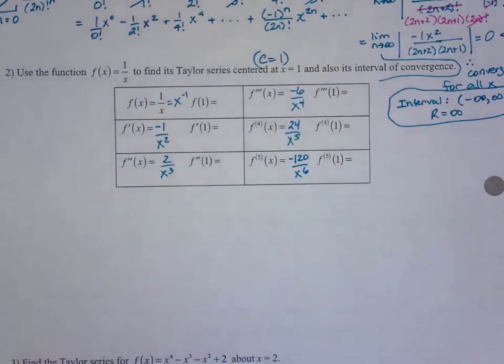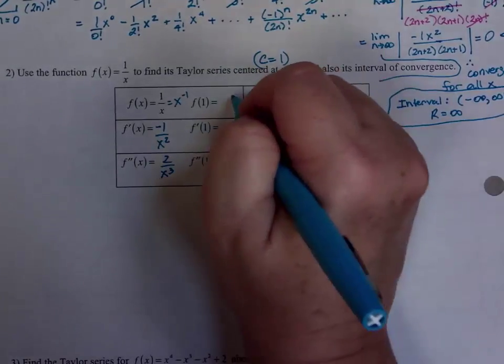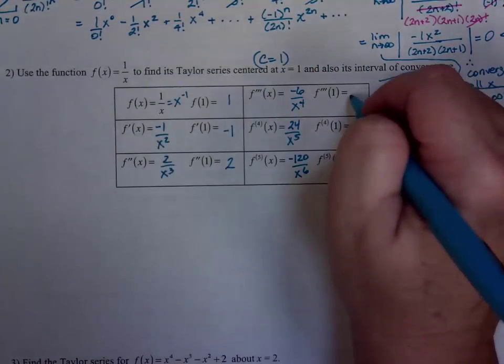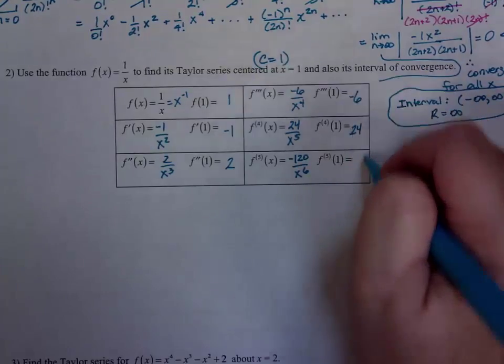Okay. So when I plug in 1, what are the answers always going to be? Well, the x's are going to be 1, but what's the answer for each one going to be? It's going to be the numerator, right? So it's going to be 1, negative 1, 2, negative 6, 24, negative 120. Agreed?